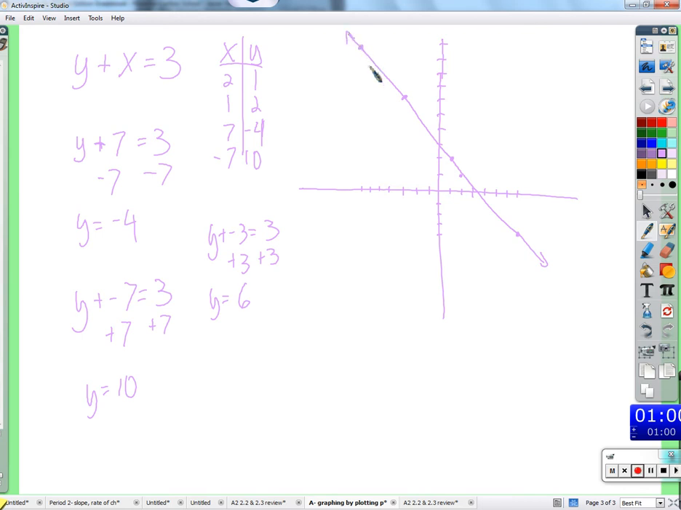And I'm going to guess that even in between these points, if I were to keep going in the x direction this way, I would keep getting y's that are steadily down, down, down, down, down. And in this direction, if I kept going in the negative direction with my x's, I would get y's that are bigger and bigger and bigger, in a pattern that would continue to make a line. It wouldn't be curvy at all.